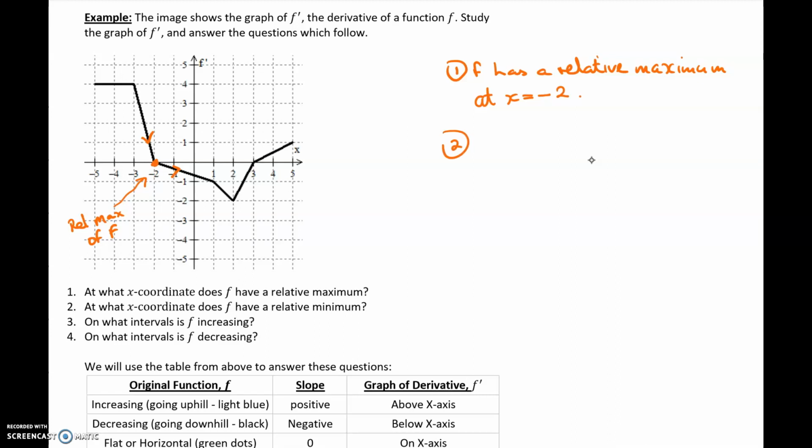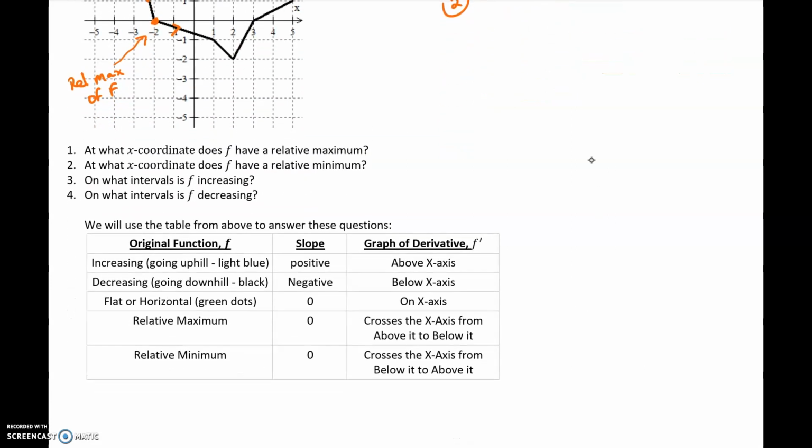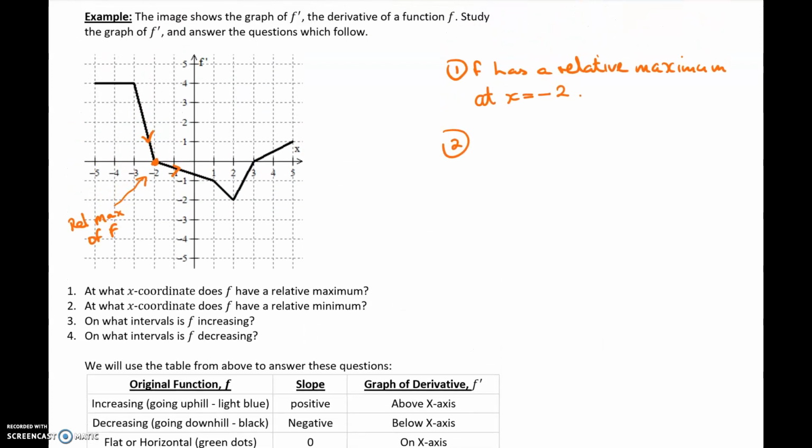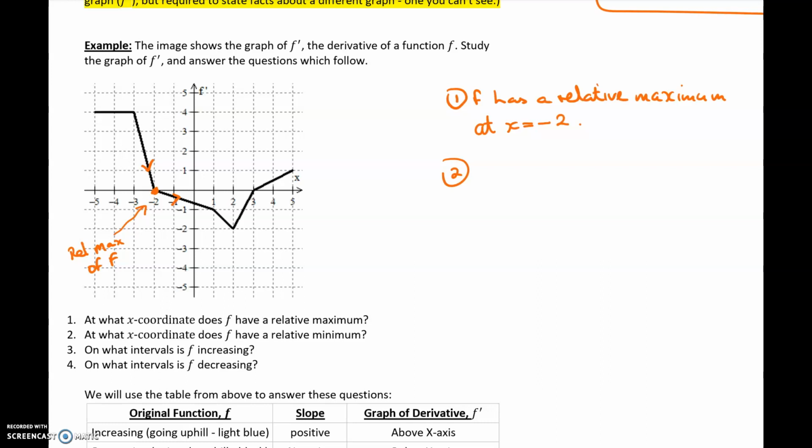Number 2. Second question: at what x-coordinate does f have a relative minimum? We'll take the same approach. F has a relative minimum: look at the table, the left-hand side, the bottom entry. Now move over to the right-hand side: when the graph of the derivative f prime crosses the x-axis from below the x-axis to above it. So where does this graph, f prime, go from below the x-axis to above the x-axis? It's at 3. As you approach 3, you're below the x-axis. As you go beyond 3, you're above the x-axis.